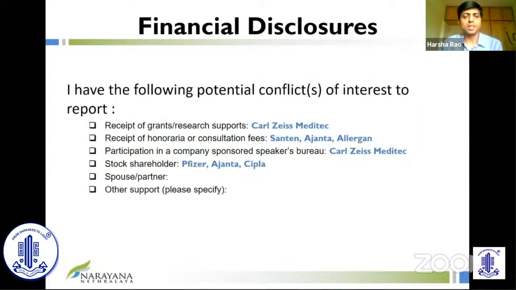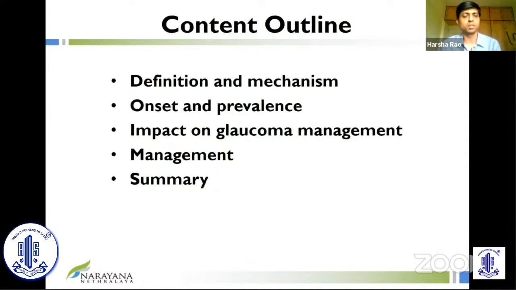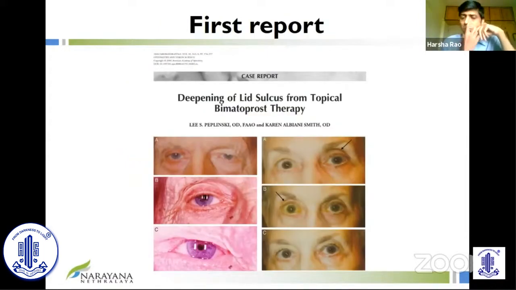These are my financial disclosures, nothing particular to the topic which I'm talking about now. So in this talk, we will briefly discuss the definitions and the mechanism of PAP, the incidence and prevalence of PAP, the impact of PAP on glaucoma management, how do we manage it, and the summary of it.